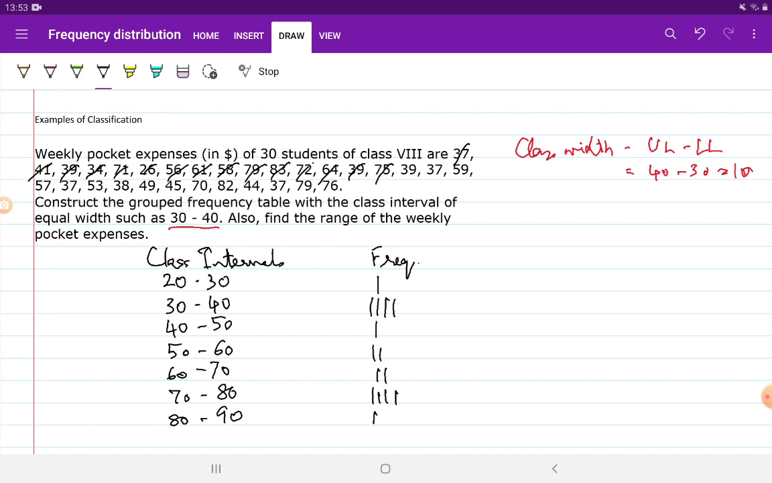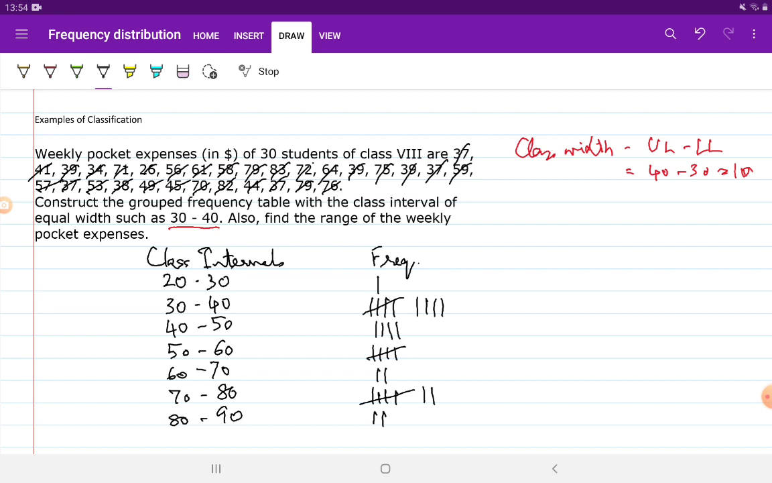39, 75, 39, 37, 59, 57, 57, 37, 53 falls in 50 to 60, 38, 38 comes over here, 49 falls in 40 to 50, 45, 40 to 50, 70, 70, it's a borderline number, it will fall in 70 to 80, 82, 44, 37, 79, 76. All right, so this is how I find the frequency.